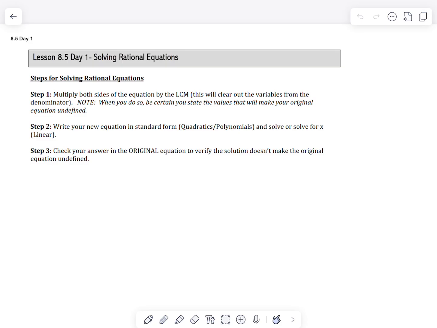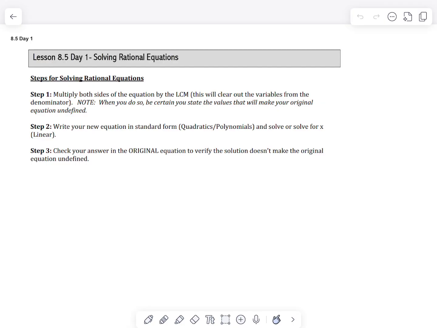All right, here's a lesson on solving rational equations. There are three steps to solving rational equations. Number one, we want to multiply both sides of the equation by the least common multiple. What this will do, it'll clear out the variables from the denominator.